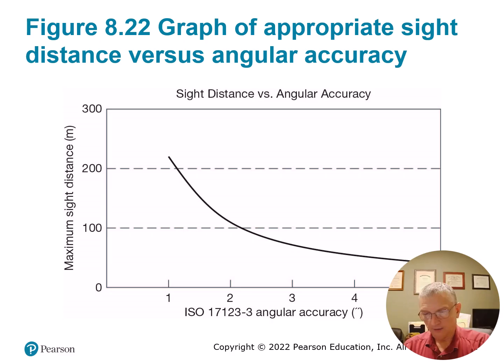8.22 is a graph, which I like, of sight distance versus angular accuracy, and it's kind of funny they felt the need to put it in a chart, but let's just put it in perspective. The further out you get, the more angular accuracy you can have, because a second of arc becomes a bigger part of your target.